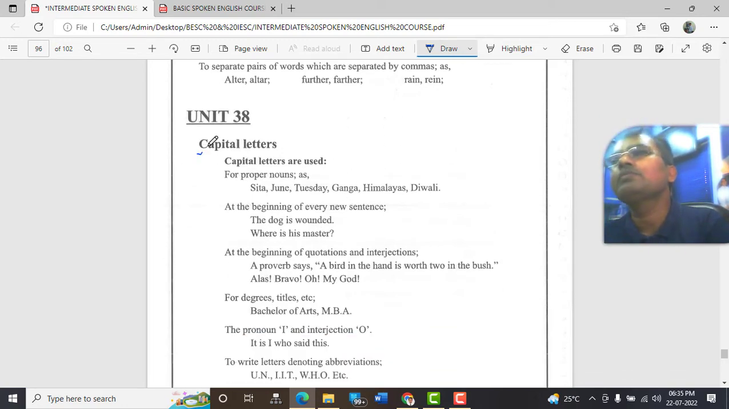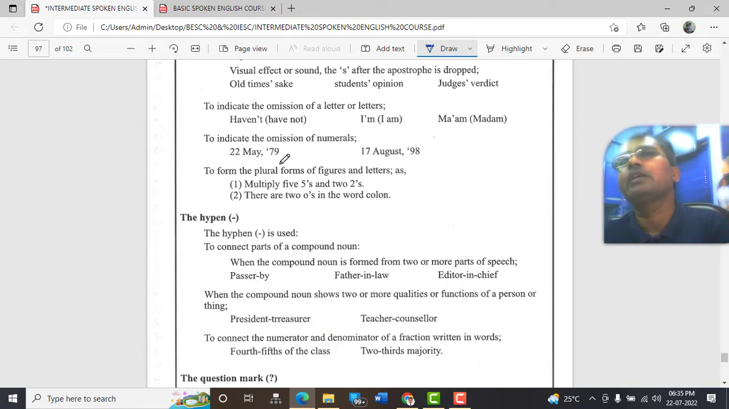Then also we will speak about capital letters. What is the significance of capital letters? Where all we will have to use capital letters? When we say grammar, grammar is where and how you will have to use capitalized letters. That is again a part of grammar. We'll be speaking about that.